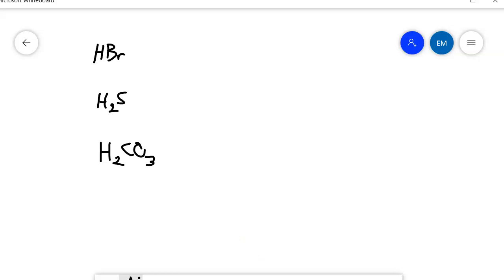All right, we want the conjugate base. Well, this hydrogen ion goes somewhere, right? It's got to go somewhere. It's going to be related by a single hydrogen transfer. And it's got to be a negative ion, right? So it's got to be bromide. H2S.